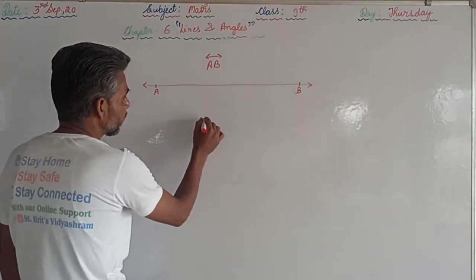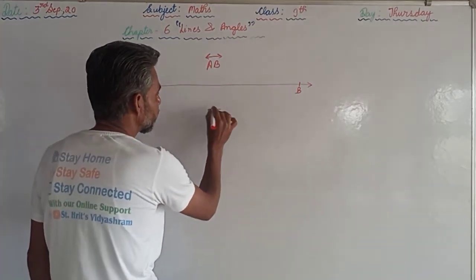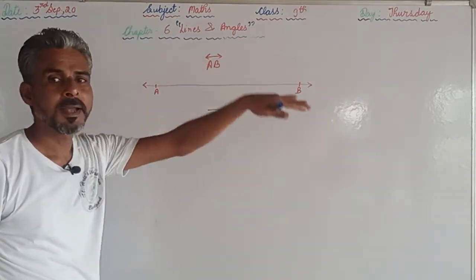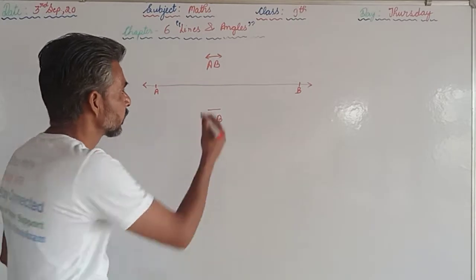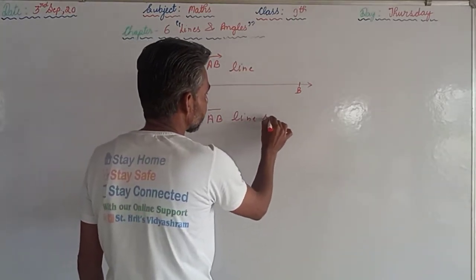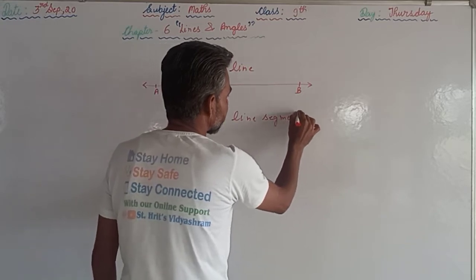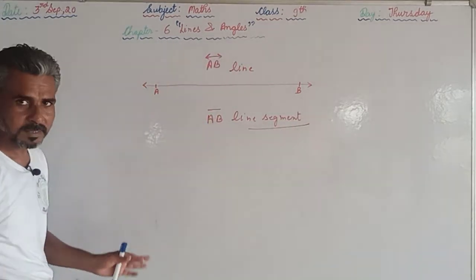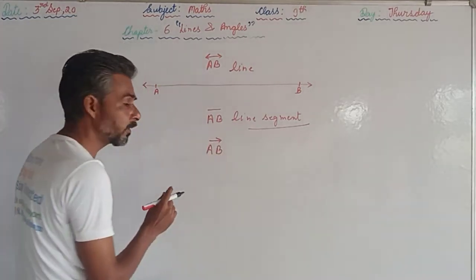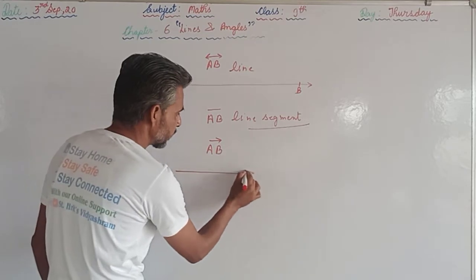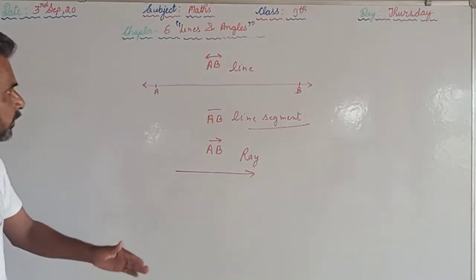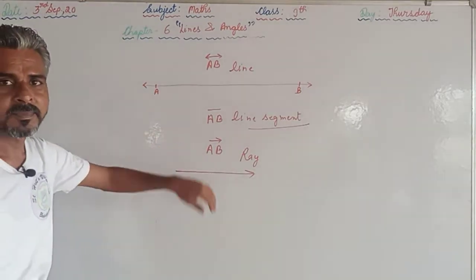Then if it is written AB like this, no arrowhead is there. Arrowhead means no starting point, no end point. If no arrowhead is there, this will be a line segment. A line segment is a part of a line, and if it is written like this, AB with an arrowhead on one side, it means it is a ray. So that is the difference between a line segment and a ray.